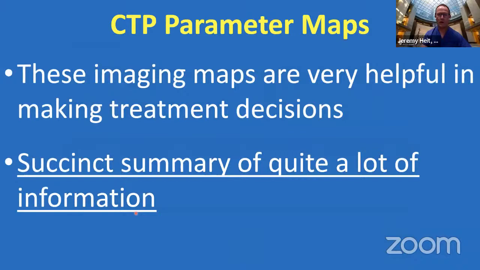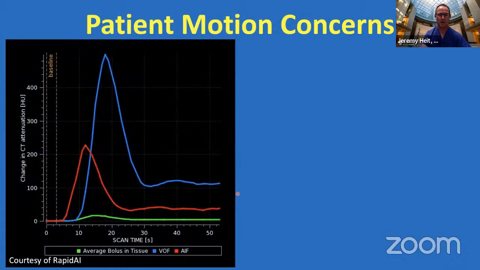Okay, so hopefully just visually seeing these pictures, you can understand how they're helpful in making treatment decisions. And I think it's really remarkable how much information you can summarize very succinctly with these perfusion parameter maps. And that's especially useful when you're talking about moving a patient from one hospital that does not have a neurointerventionalist to a hospital that does have a neurointerventionalist capable of doing a thrombectomy procedure. We'll talk about that in a minute.